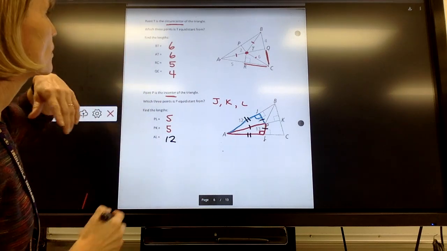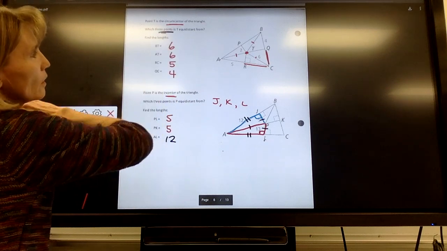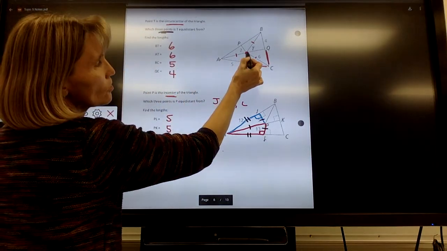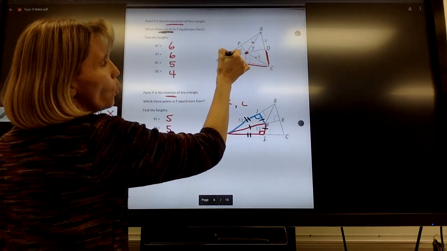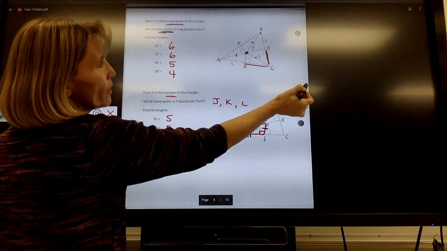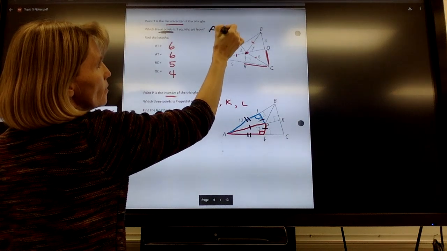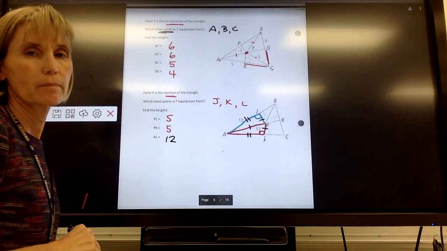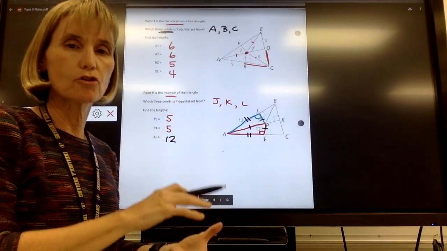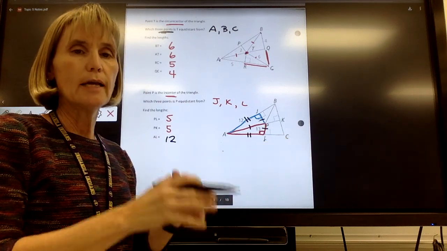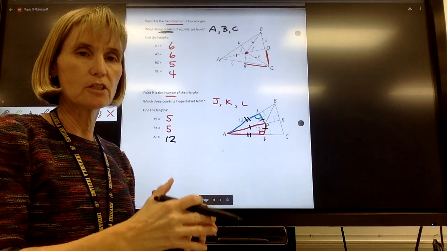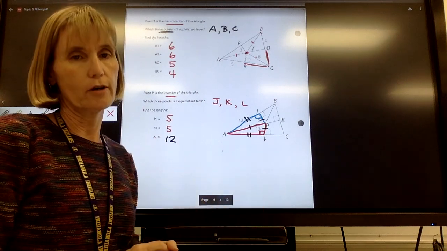And let me go back up here. It says, which 3 points is T equidistant from? T was the circumcenter, which makes it equidistant from the corners of that triangle. So we would say A, B, and C. You have to know the difference: the circumcenter is equidistant from the corners of the triangle. The incenter is equidistant from the sides of the triangle.